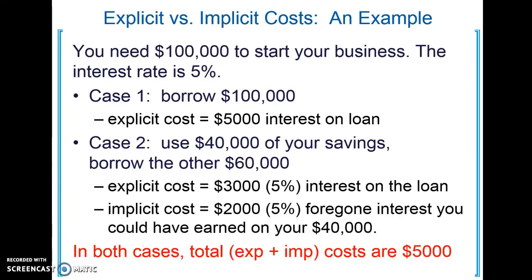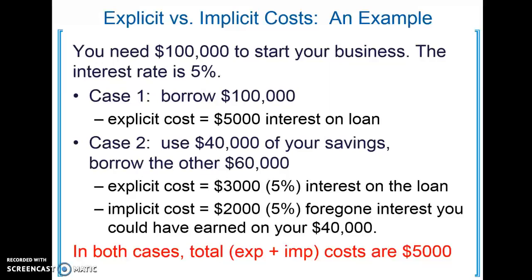Let's look at an example. You need $100,000 to start your business and the interest rate is 5%. In case 1, you borrow $100,000. The explicit cost is $5,000 interest on the loan. In case 2, you're going to use $40,000 of your own savings and you're going to borrow the other $60,000.